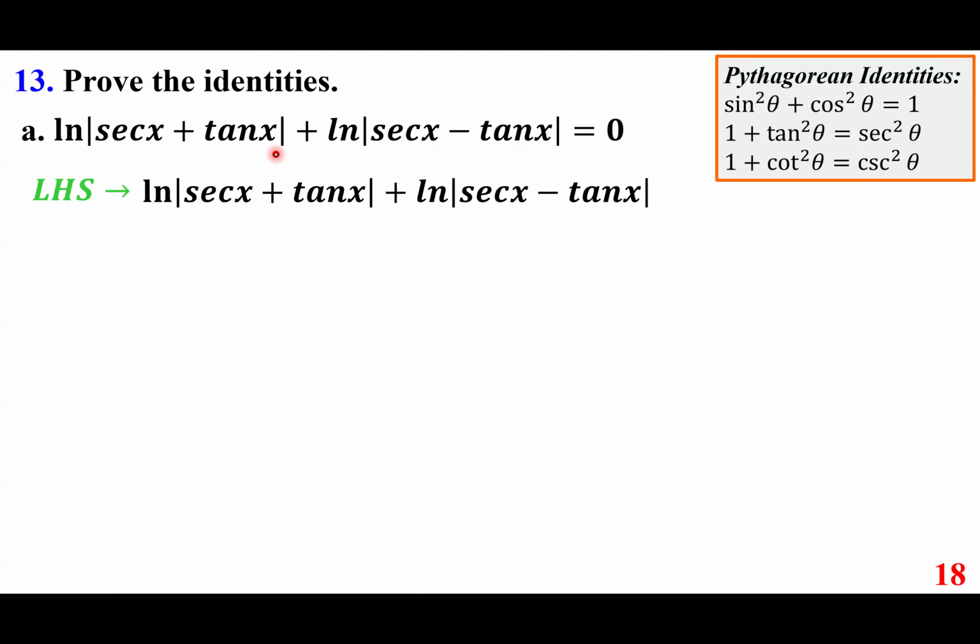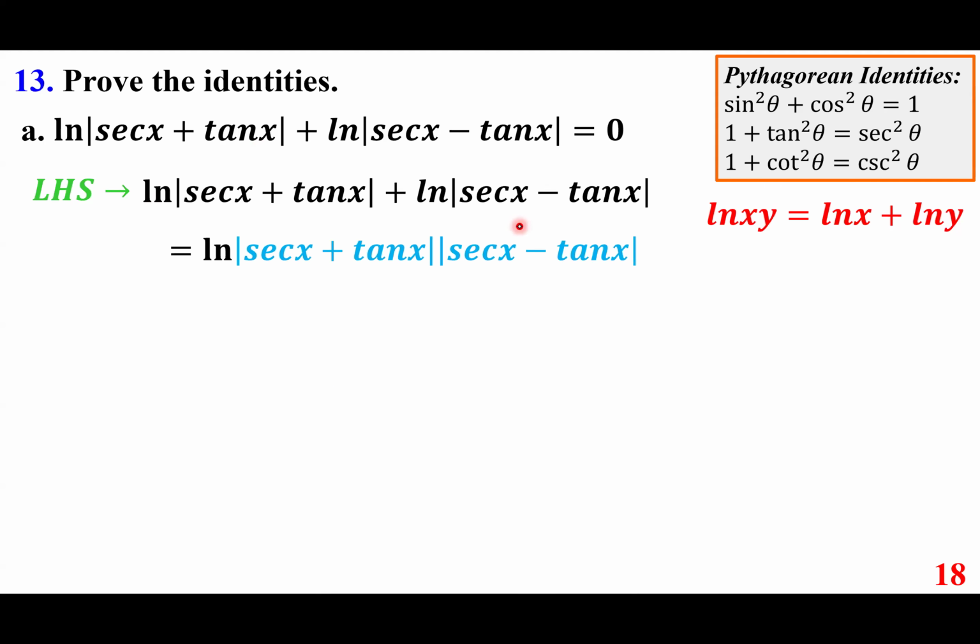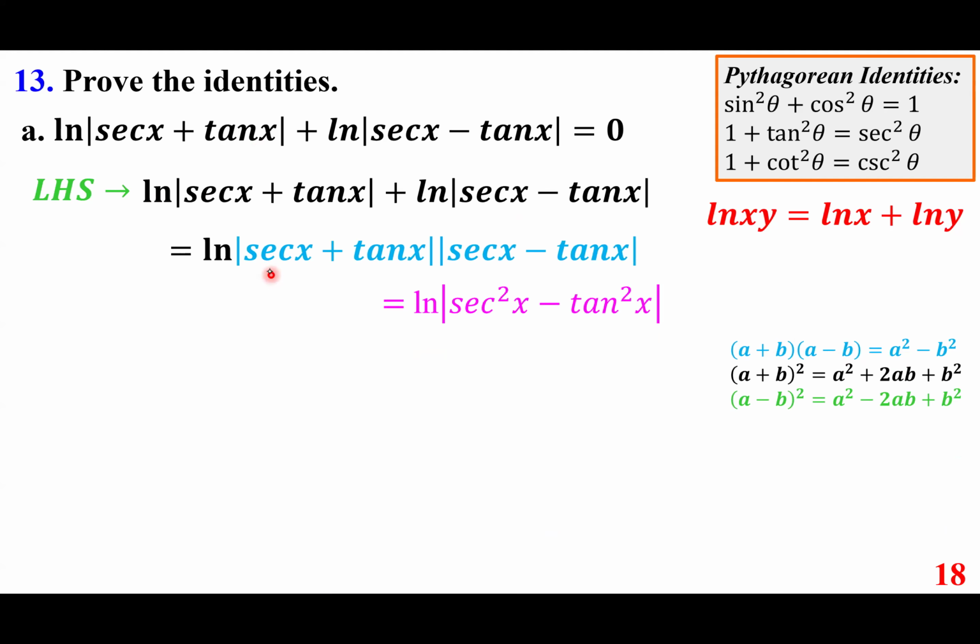For logarithmic properties, the product rule says ln of xy is ln x plus ln y. If we go from right to left, then we have ln of x times y, ln of this piece times this piece. Secant plus tan times secant minus tan. The product of the two is secant squared minus tan squared. So we are using a plus b, a minus b, which is a squared minus b squared. So ln of secant squared minus tan squared.